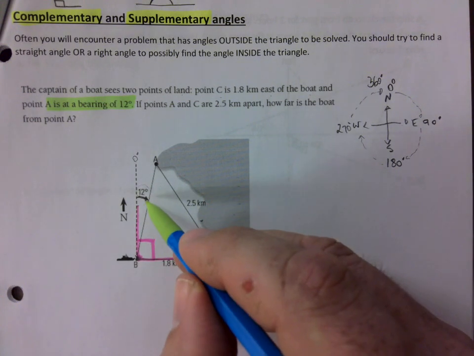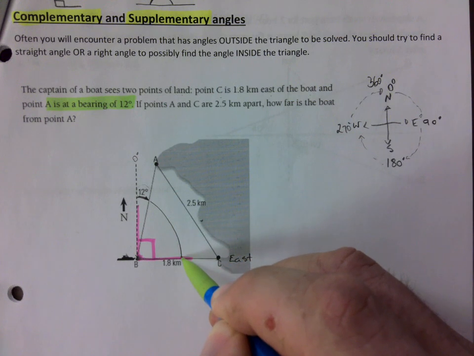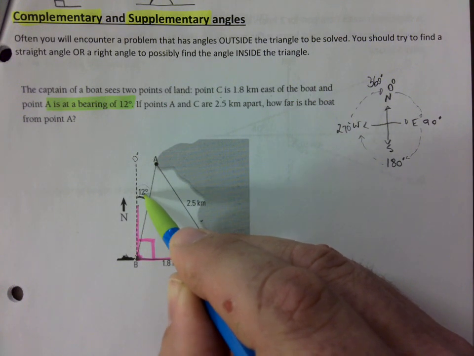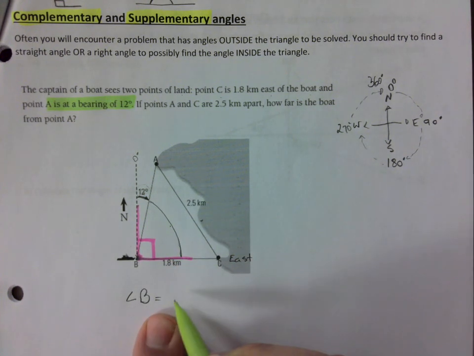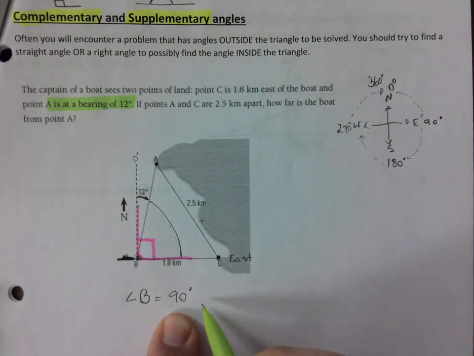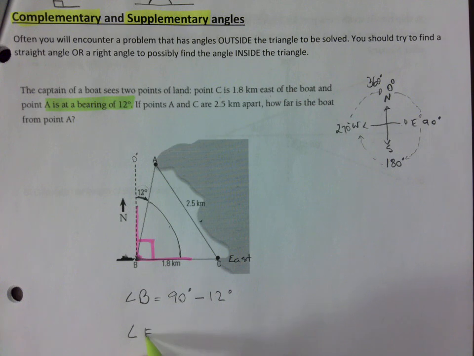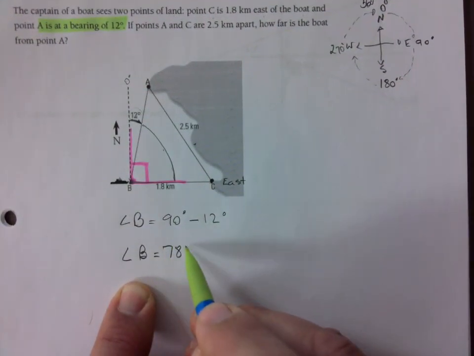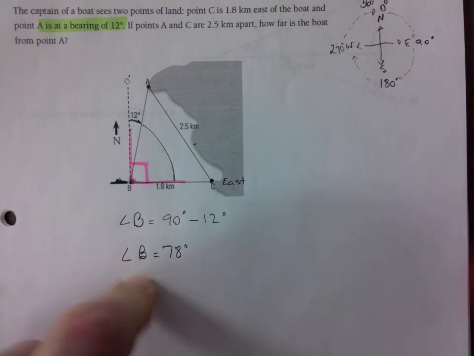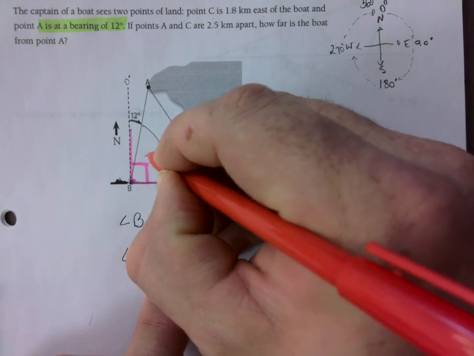So if this is 12, then what's the rest going to be? How would we find this angle right here? We just take that away from 90, and then we have this angle. So angle B is going to be 90 degrees minus 12 degrees. So angle B is 78 degrees. Aren't you excited about that? Isn't this cool? No. Flat out no.